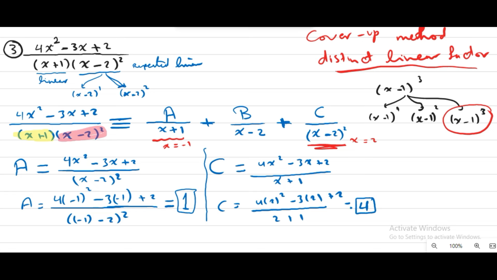We can't use the cover-up method with letter B, so what we have to do is use the substitution method. First we use the cover-up method to simplify calculations only, to find as many letters as we can with distinct linear factors. If there is a letter with a repeated linear factor or quadratic, we'll use another method, and this method is the substitution method.